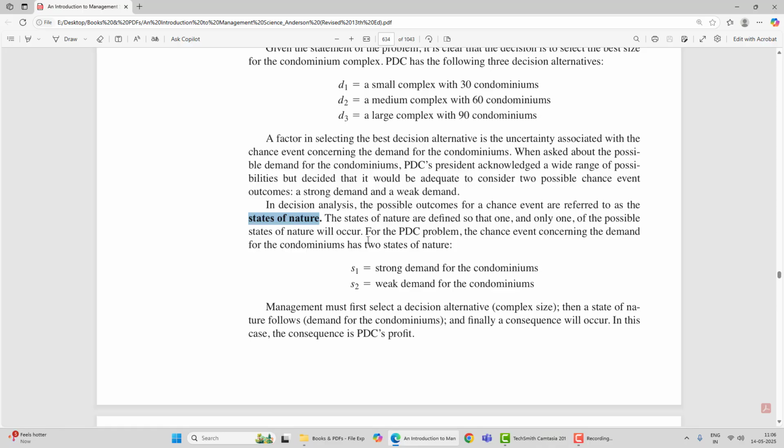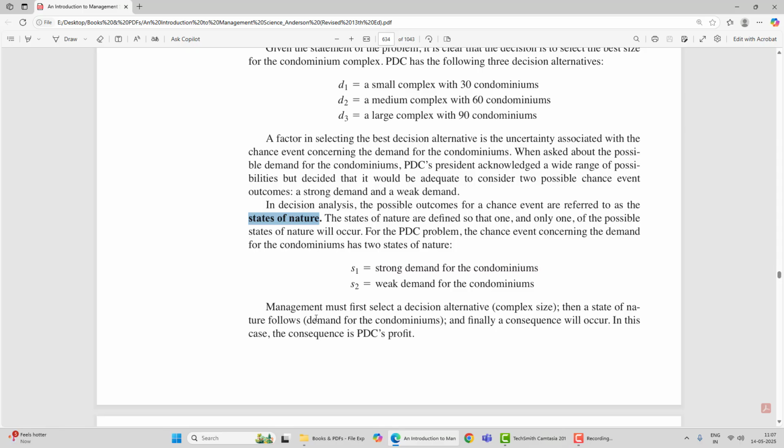For this particular problem there are two states of nature: S1, a strong demand for the condominiums, and S2, a weak demand for the condominiums. Now this is going to happen when they start selling those condominiums. At that time, maybe 6 months later, or whenever the condominiums are ready, what will the demand position be? It can be either S1 or S2.